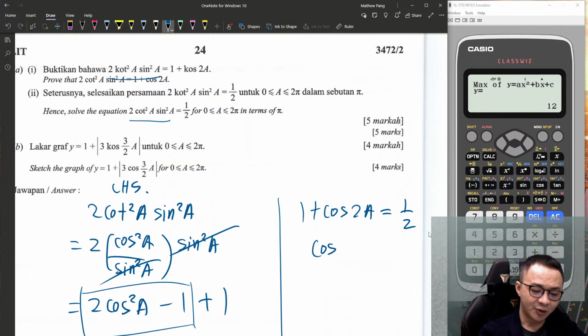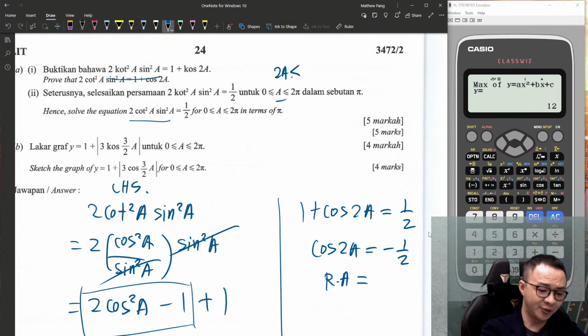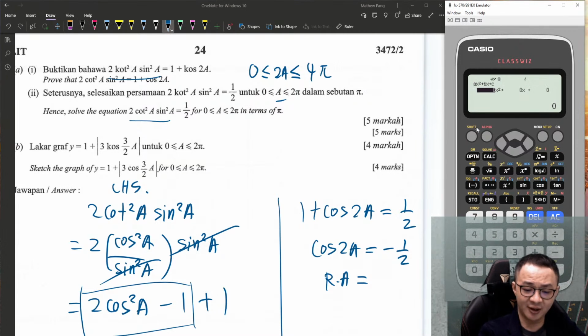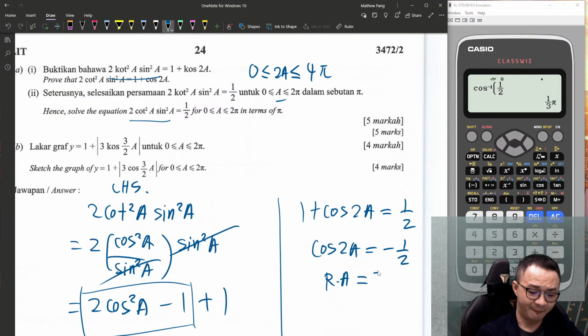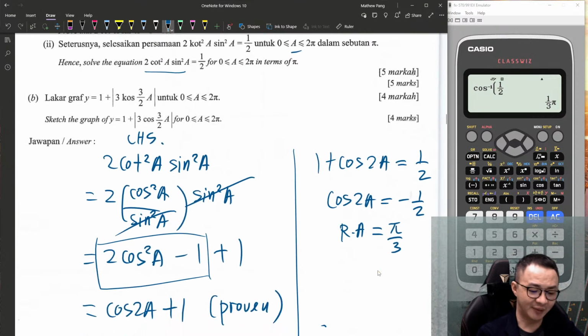Okay, nice. So cos 2A is negative 1 over 2. Then we'll find a reference angle. Since this is the angle for A, I have the angle for 2A, so I can accept any answer between 0 to 4 pi. So I find the reference angle first. I just change the calculator into radian first, then I will just shift cos 1 over 2. Just ignore the negative. This is how we find a reference angle. And then you should get something like pi over 3, isn't it? Yeah, 1 over 3 pi or pi over 3, it doesn't matter.